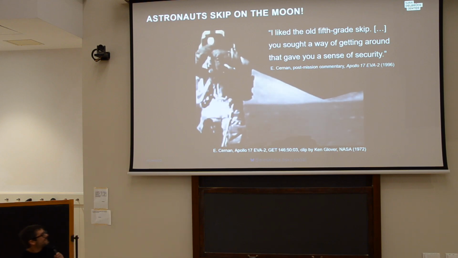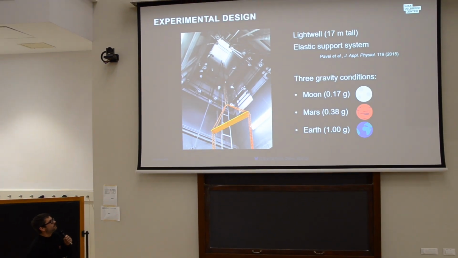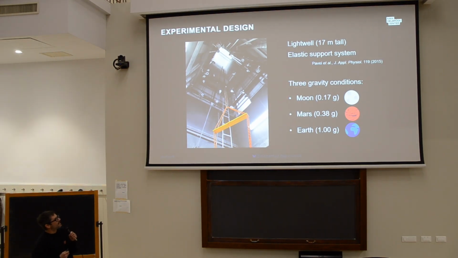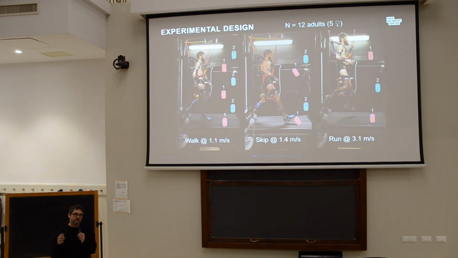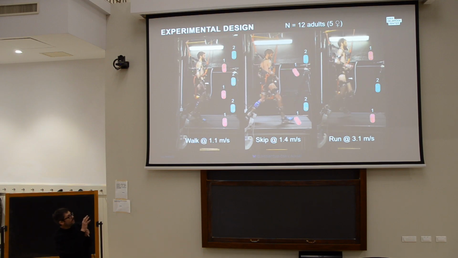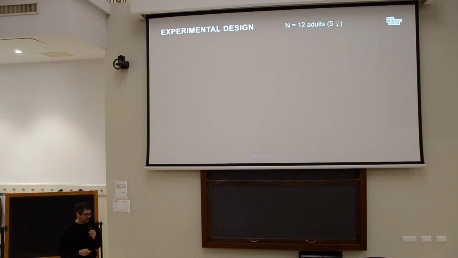And this prompted us to ask ourselves why astronauts prefer it, but from a neuromuscular perspective, because that's what we do. We used the LightWell in this very department with an elastic support system to simulate Moon and Mars gravities. Of course, Earth doesn't need simulation. We had 12 participants walk, skip, and run at speeds closely matching average preferred speed. The important thing here is that skipping is that unilateral asymmetric gait that you've seen in Gene Cernan's video.